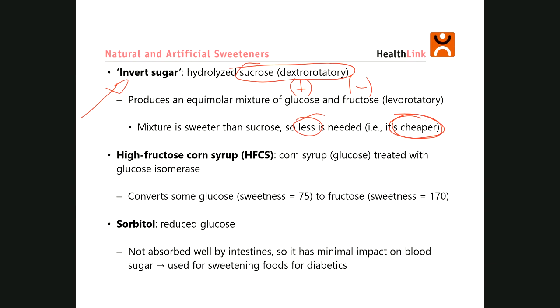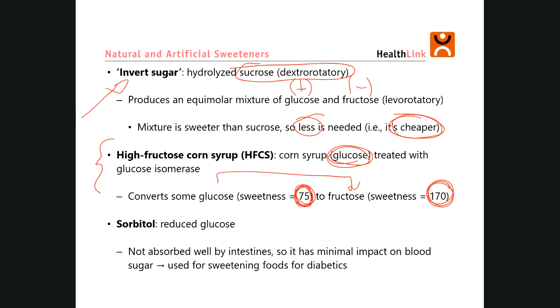We've talked briefly about high fructose corn syrup. This is actually glucose that has been treated enzymatically with an enzyme called glucose isomerase, and it converts not necessarily all, but some of the glucose to fructose, right? So notice it goes from a 75 sweetness relative to sucrose to 170. So again, much sweeter, you need less to sweeten. The soda companies and all kinds of food companies loved this stuff because it was much cheaper to sweeten things, because you required much less material.